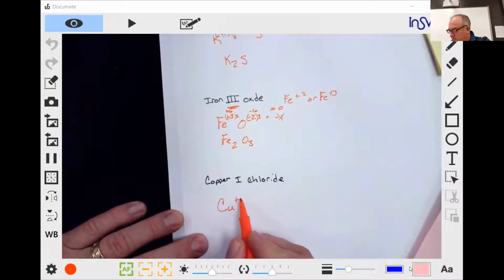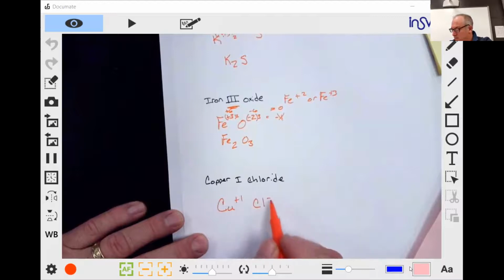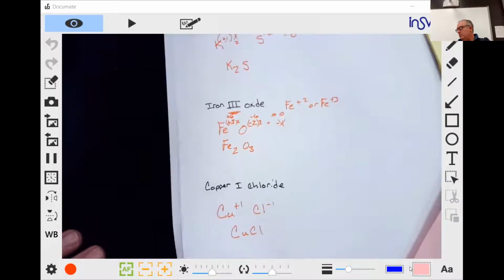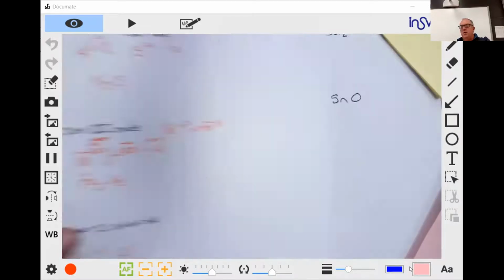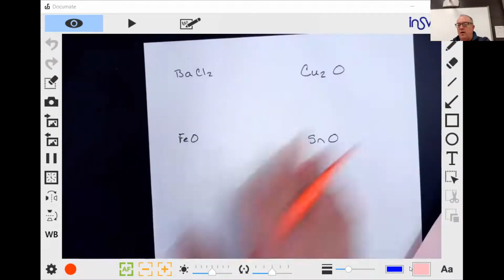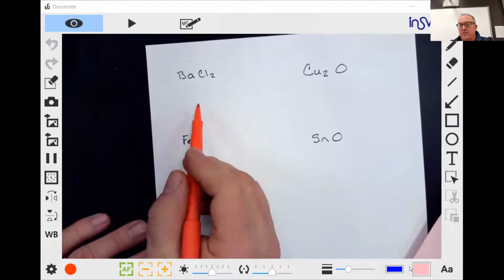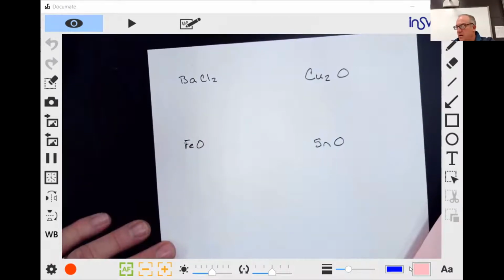Here, I have that. And I end up with that. All right, so let's go on to the other way. What if I give you the compounds? Here, I want to be able to go backwards.